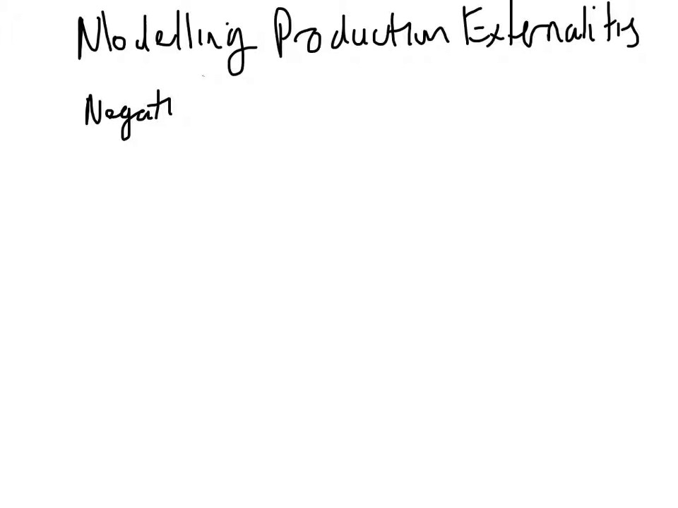Welcome to another pencast. What we're going to be looking at is modelling production externalities. So there are basically two kinds, aren't there? Do you know what they are? Well, there's the negative production externality, and there's the positive production externality.